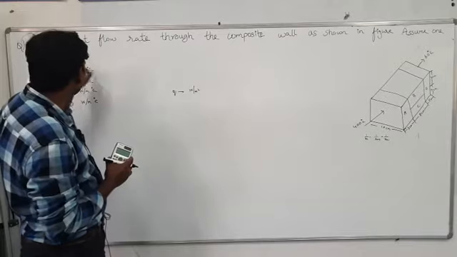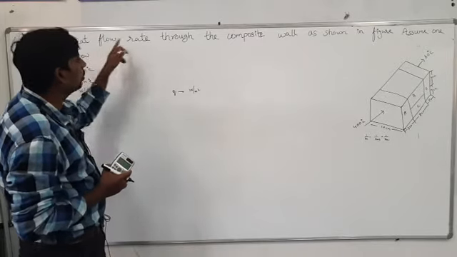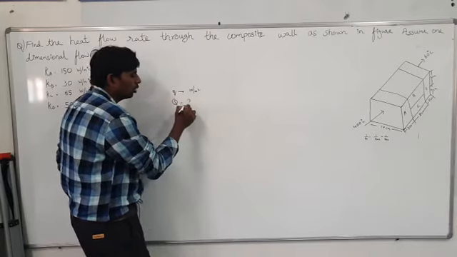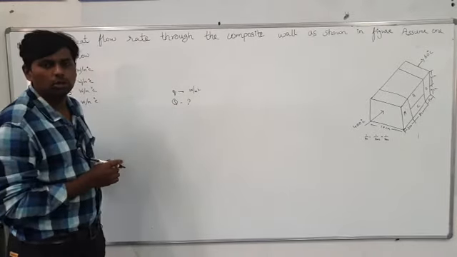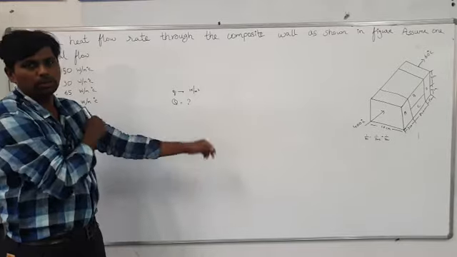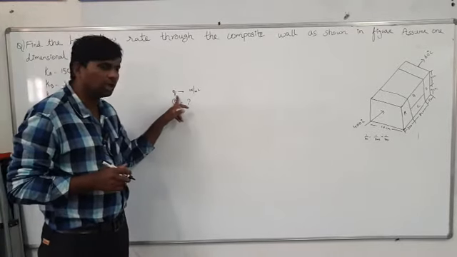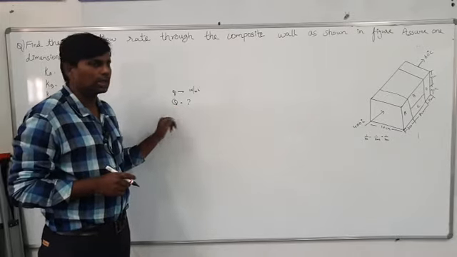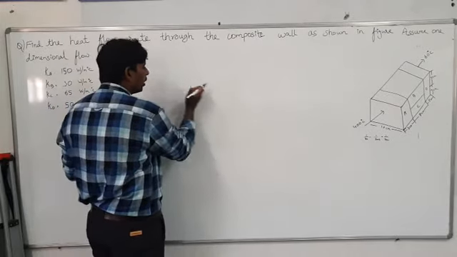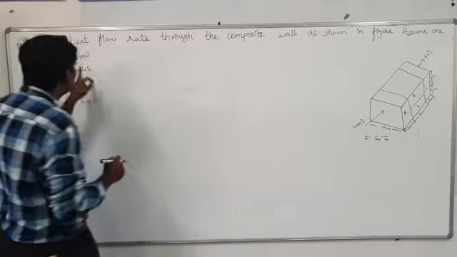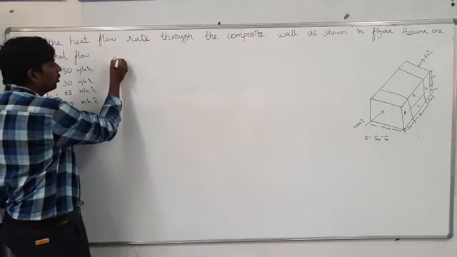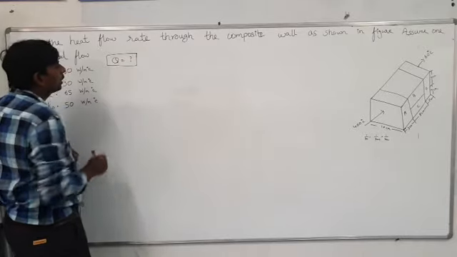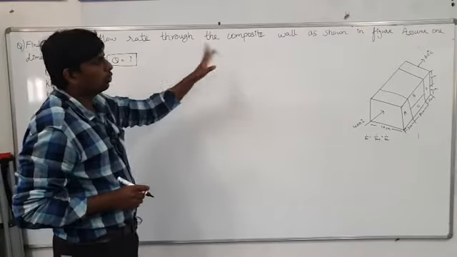But in this problem what is given? Heat flow rate. Heat flow rate means he is asking to find the value of capital Q. In the previous problem he asked to find the value of small q, but in this problem he asks to find the value of capital Q. So here you have to find the value of capital Q through a composite wall.